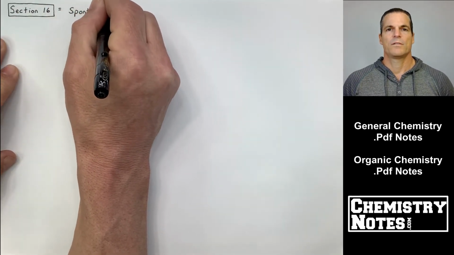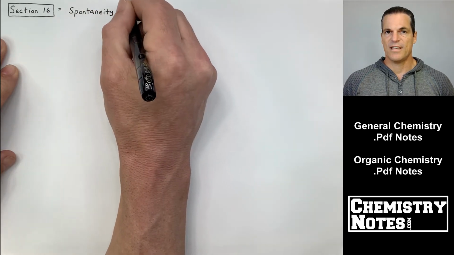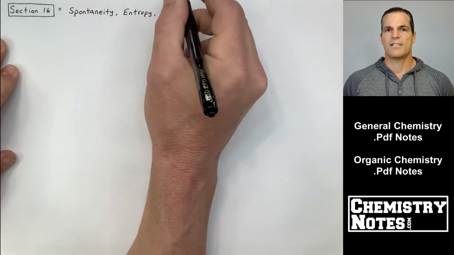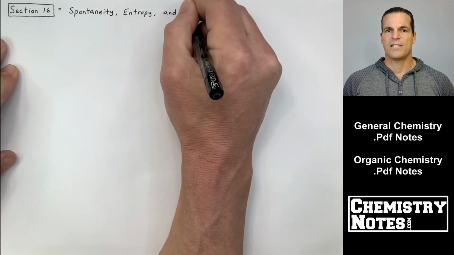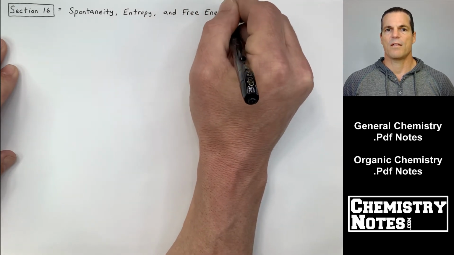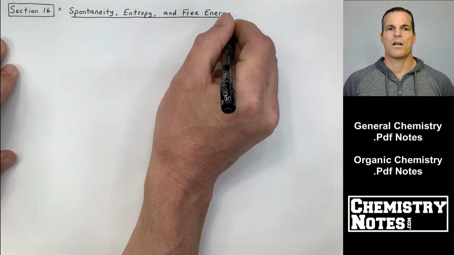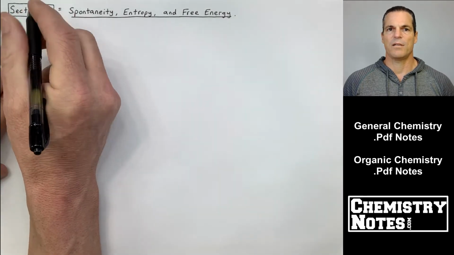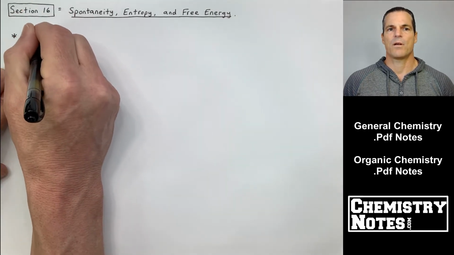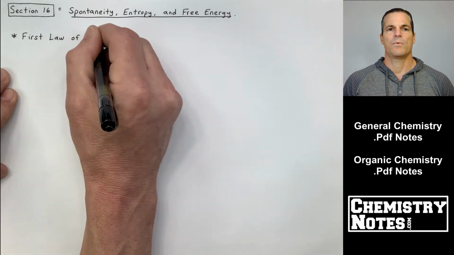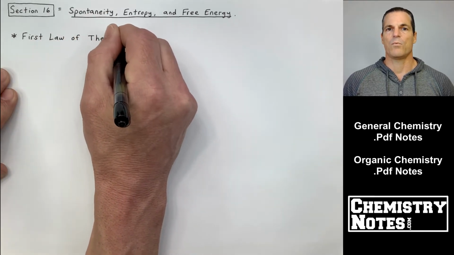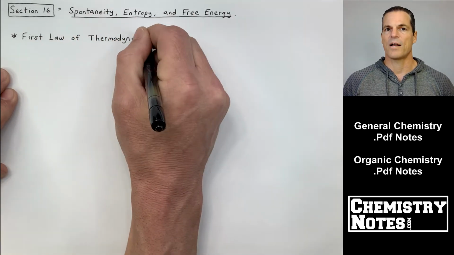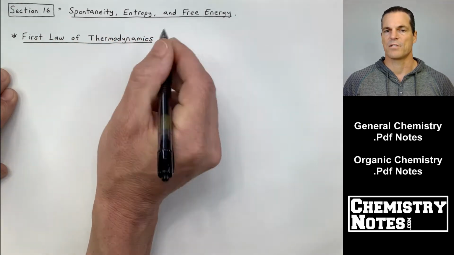So this is section 16. Section 16 is titled Spontaneity, Entropy, and Free Energy. We're going to talk about each of these separately. We'll then talk about all of them together, and go into detail on what each means as far as chemical processes and chemical reactions.